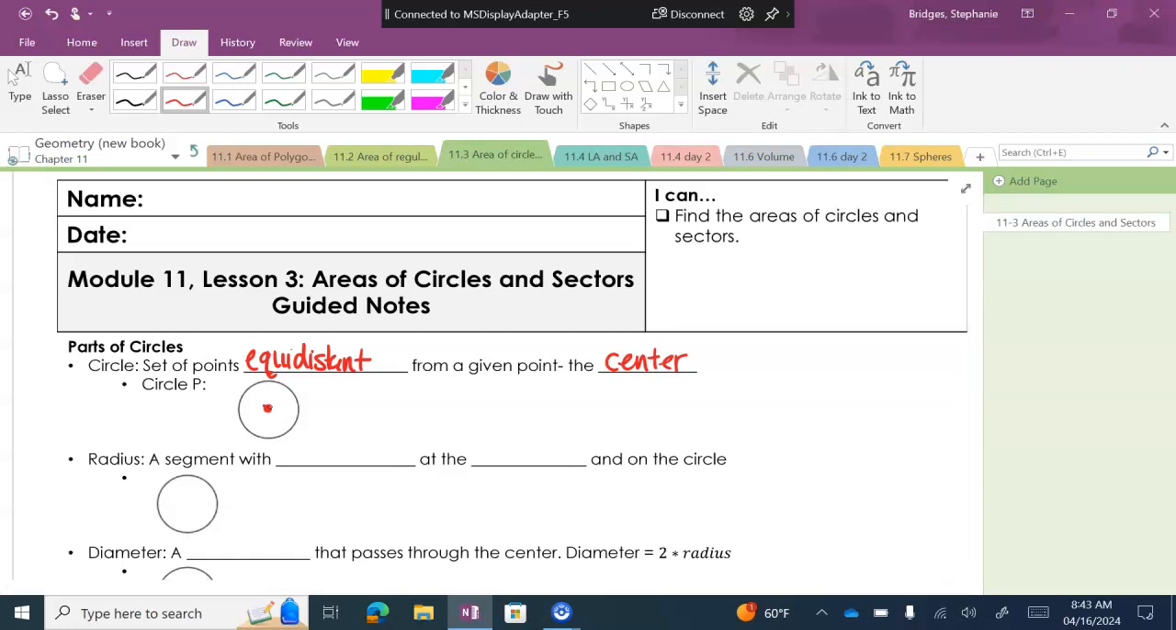Okay, so it says circle P. We would put the dot there for the center and we would put a P next to it. That's how I know it is called circle P. So you have your center. The circle is formed by all of the points that are the same distance away from that center.